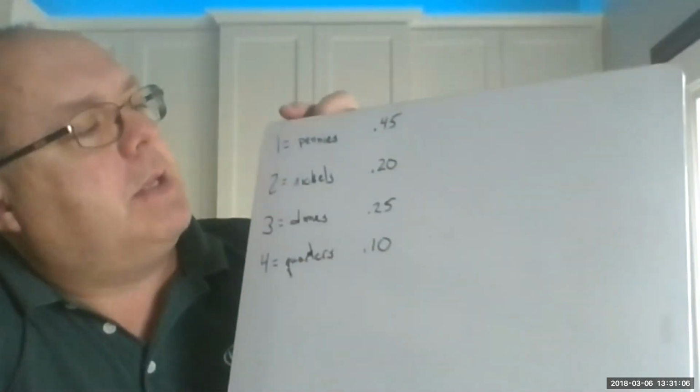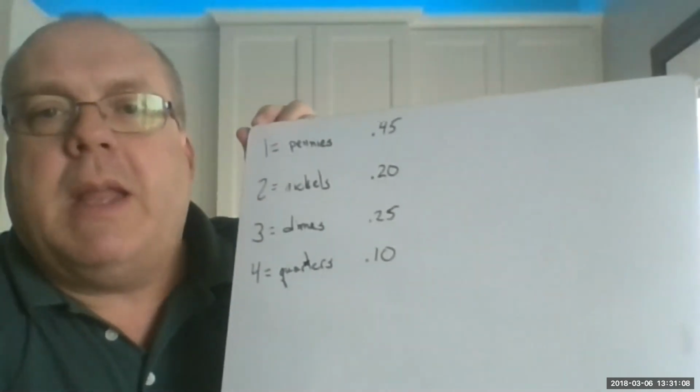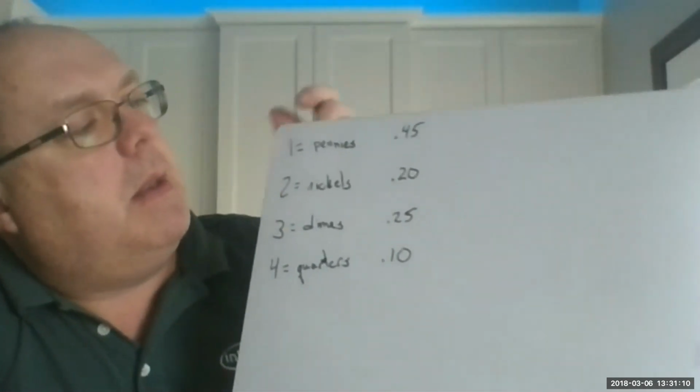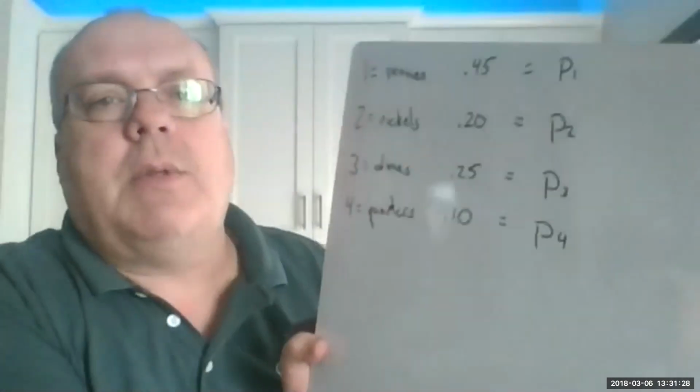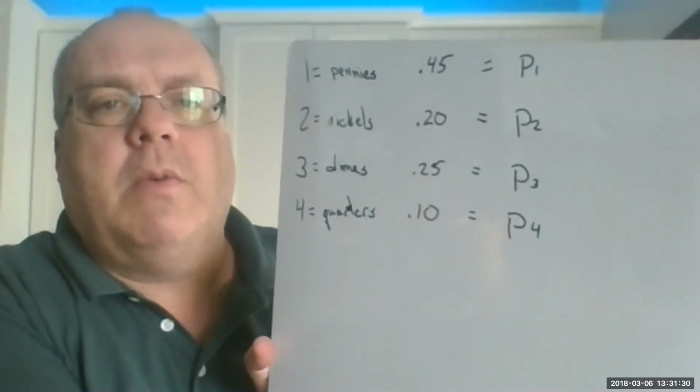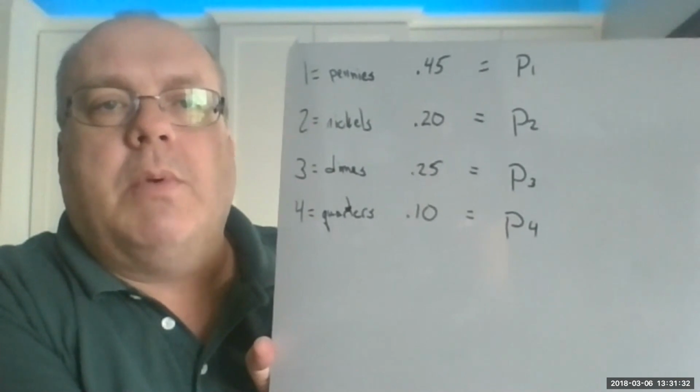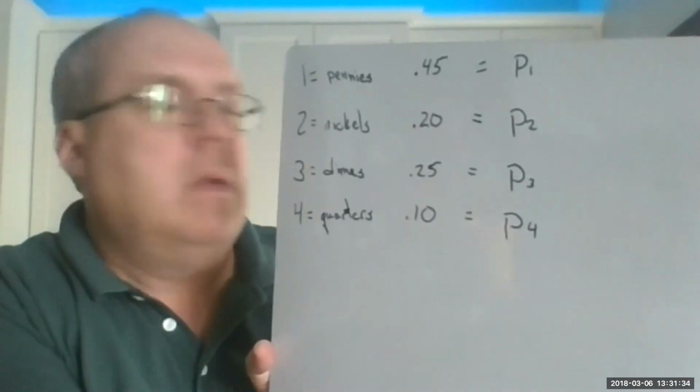Okay, I've labeled these as 1, 2, 3, and 4. So we're going to say pulling a penny is event 1, and it's got probability 1, which is 0.45. And the number of pennies I want to pull is going to be n sub 1. So the probabilities associated with each of those coins are P1, P2, P3, and P4, and the number of coins I pull is N1, N2, N3, and N4.